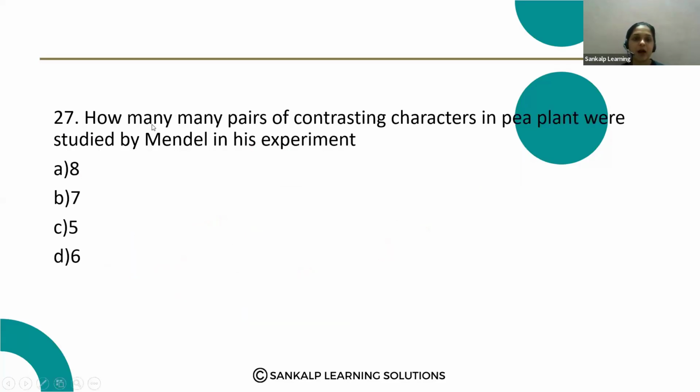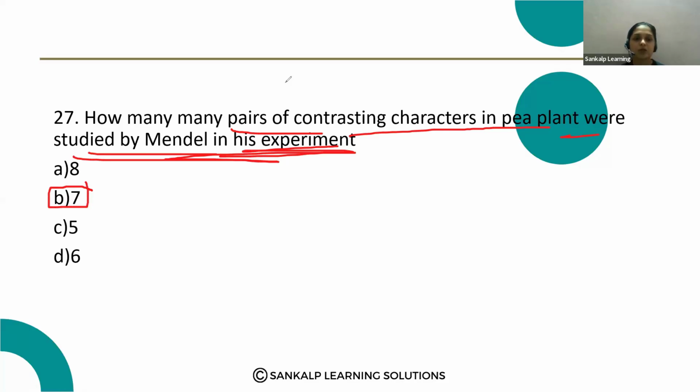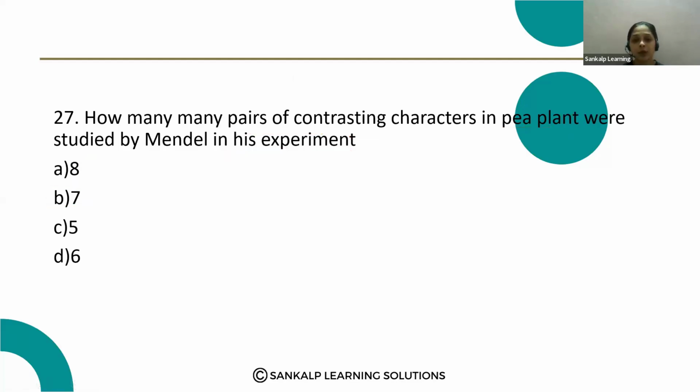Next question. How many pairs of contrasting characters in a pea plant were studied by Mendel in his experiment? Total 7 pairs of contrasting characters. That may be related to the height of the plant, pod color, pod shape, the position of the flower, or color of the flower. So these all are the contrasting characters he selected for his experiment. Okay, that is the correct answer. Next one.